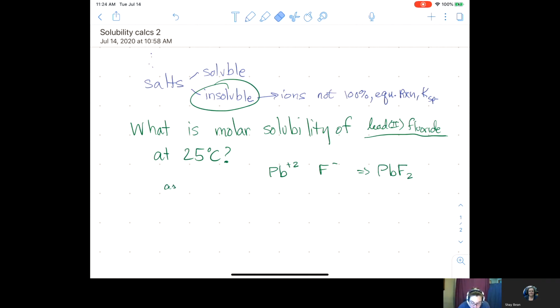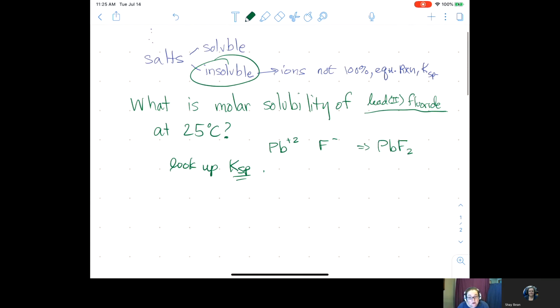You do get a lot of help here because if you go and look at your KSP table, all right, we will need to look up KSP. You'll find the formula there. On the KSP table, it lists compounds by cation, so there is a grouping for lead, the lead cation, and if you scroll down that list, it doesn't give you names, it gives you formulas, but you'll see the formula for PbF2, which is lead 2 fluoride. So that's a good help to recall these things.